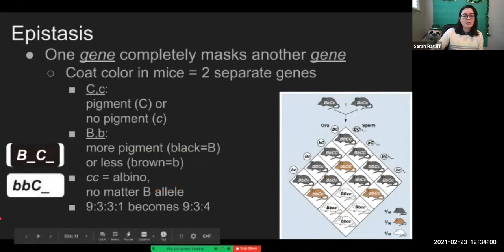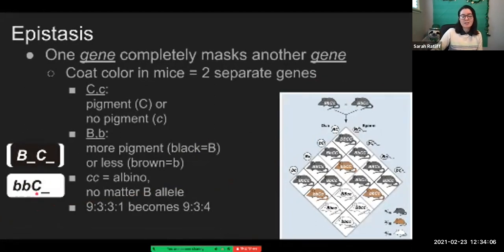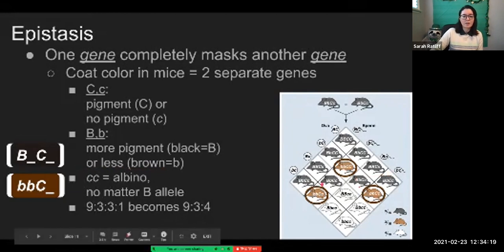Next example, again, we're going to look at the C first, see if we have pigment. A capital C means dominant. We will have pigment. What type of pigment are we going to have? It is recessive pigment. We have two little b's. That means we're going to have less pigment. It's going to be a brown mouse. So now we have 3 brown mice.